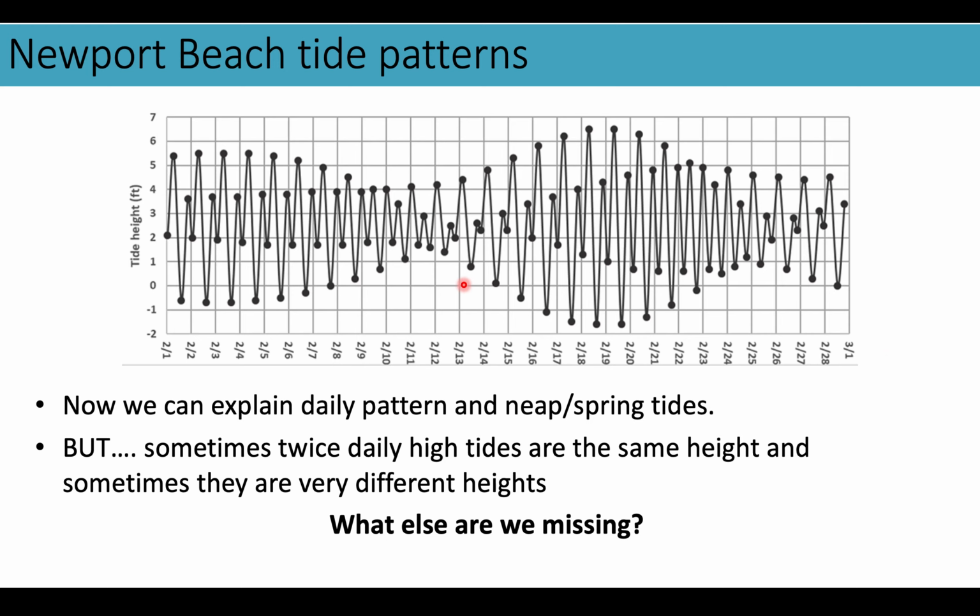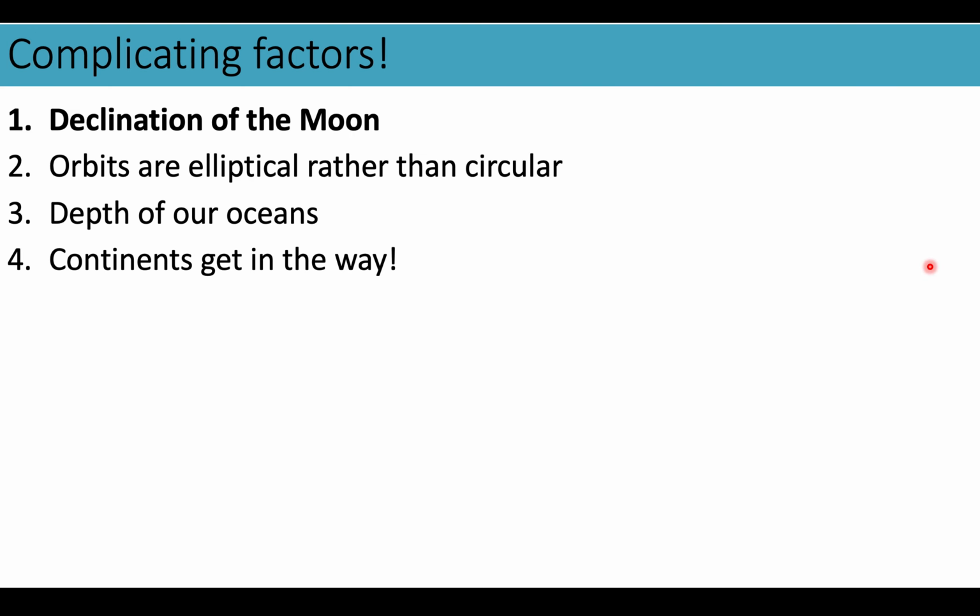So this is data from Newport Beach. You'll notice that the high tides here at the start of this month are actually pretty different. Whereas here, the high tides are much more similar. And then again, the high tides are really different from each other. And then here they get more similar. So what's that about? That has to do with our complicating factors.